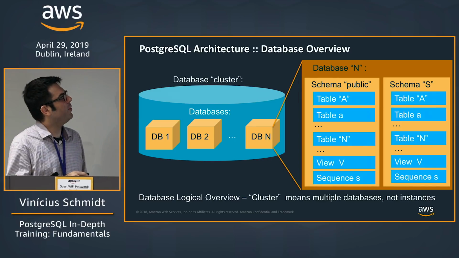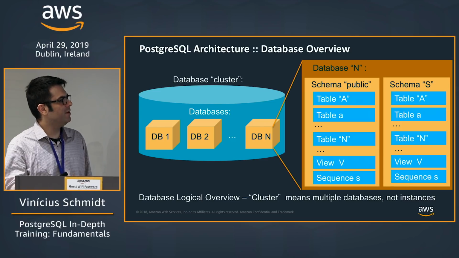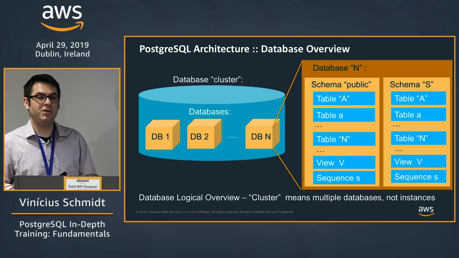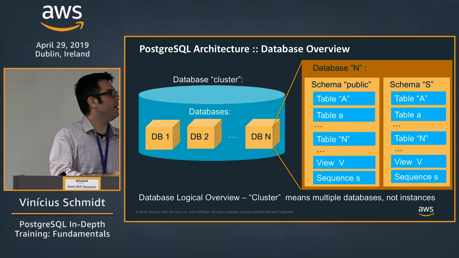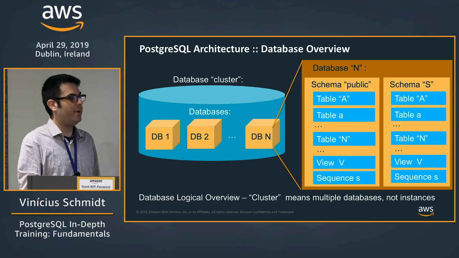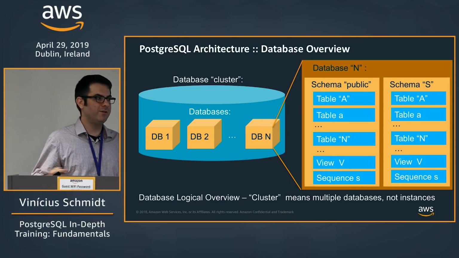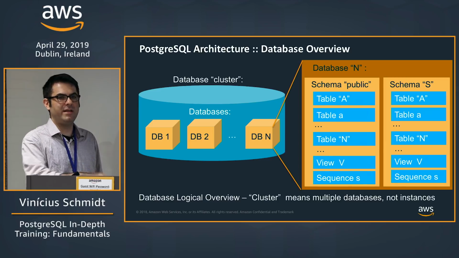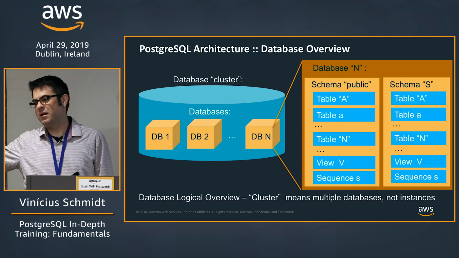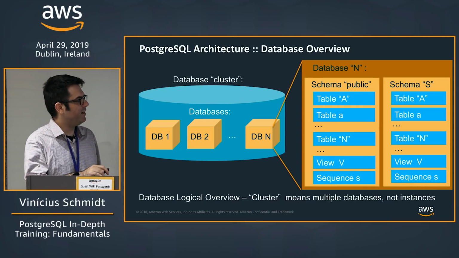So we have the database instance, which has multiple databases, DB1, DB2, DBN. Those databases are isolated from each other, so you cannot join one table from database 1 with database 2 easily. You can do that, but you will need to do a DB link between those two databases as you are doing a DB link with another instance, okay? Because they are really isolated from each other.